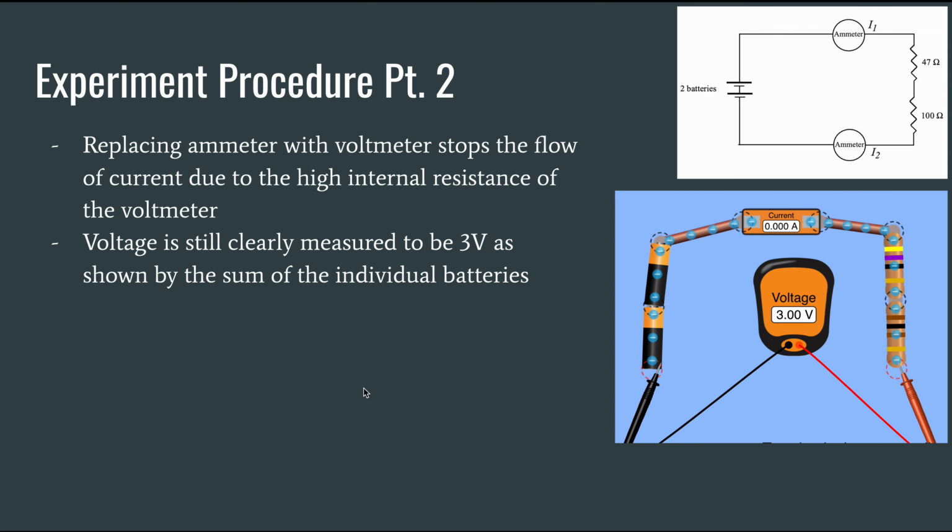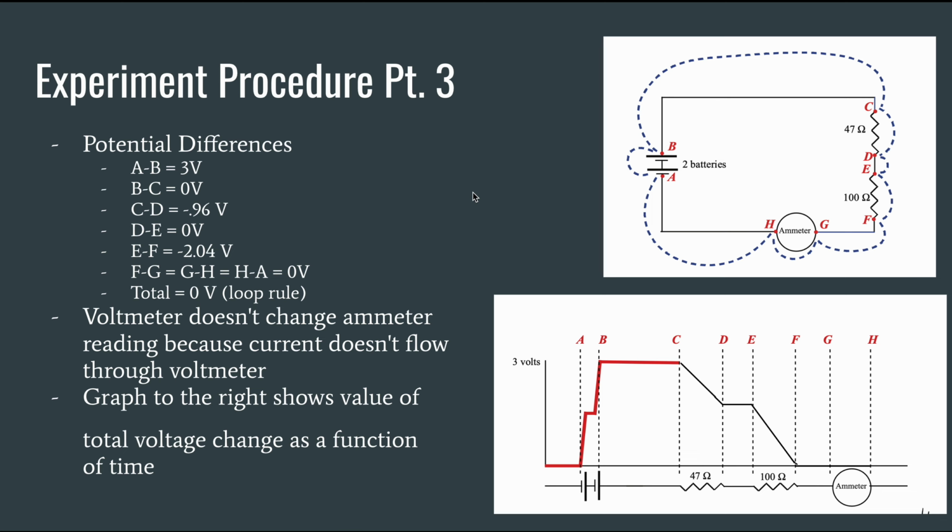Then in part 2, we replace the bottom ammeter with a voltmeter. The voltmeter doesn't allow any current to go through it, so that's going to cancel out all current, as we can see, current 0. However, it does still measure the voltage to be 3 volts. In part 3, we replaced that voltmeter with just a wire, and then we measured all of our potential differences.